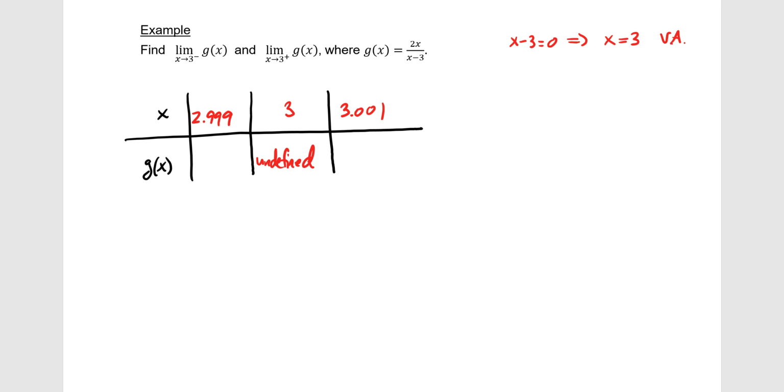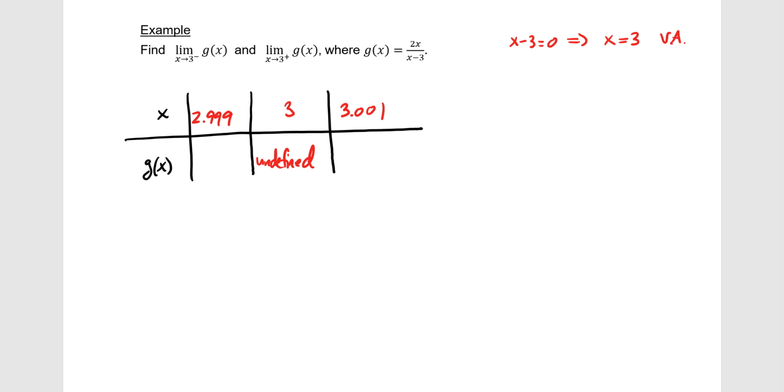And now what we're going to do is evaluate g of 2.999. If the answer is negative, that means the limit from the left, because this is from the left of 3, is negative infinity. And if we plug it in, and we get a positive number, then it's going to be going towards positive infinity. So let's go ahead and see what happens.